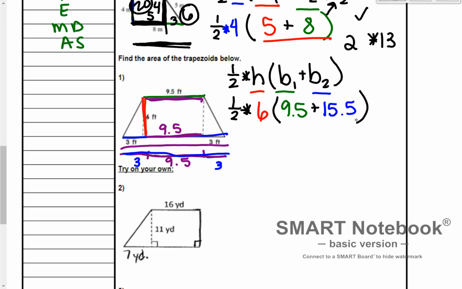I'd have to go ahead and do my parentheses first, following order of operations. I would add my 2 halves together, that equals 1. 1 plus 9 is 10. 10 plus 15, 25. You could keep the parentheses, you don't need them, as long as we put a times sign in, we're good to go. Times 6 times 1/2.